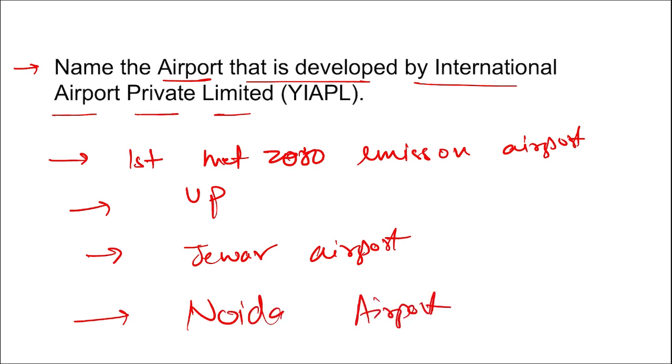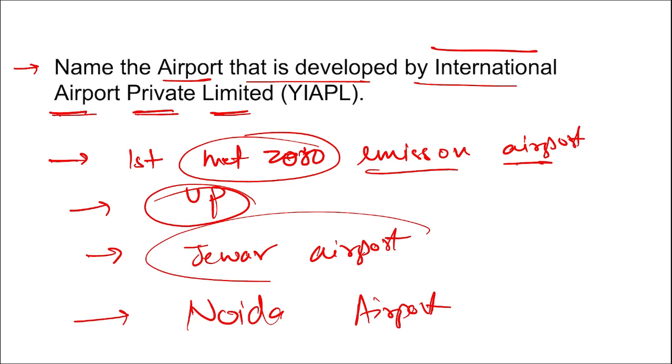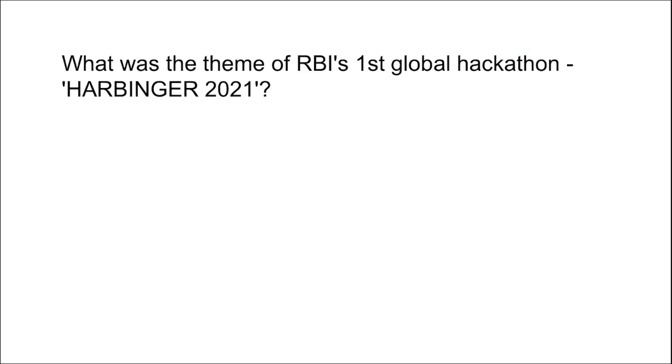It is being developed by the International Airport Private Limited. It will be India's first net zero emission airport. It is in UP. It is also known by the name Zevar Airport. Highly important. All right. These are four to five pieces of information you should know. Moving on to the next question.